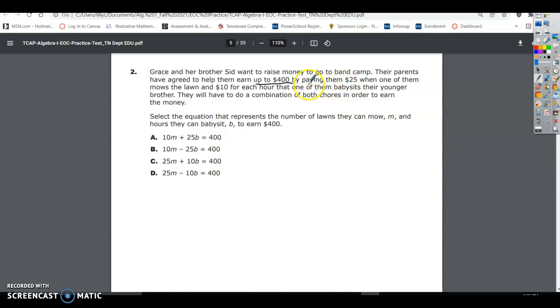So they're going to earn $25 for mowing the yard, and mowing is M. So they're going to have $25 per yard mowed, and they're going to get $10 for each hour they babysit. And babysitting was B. So plus $10 babysitting, and we need that to equal $400.